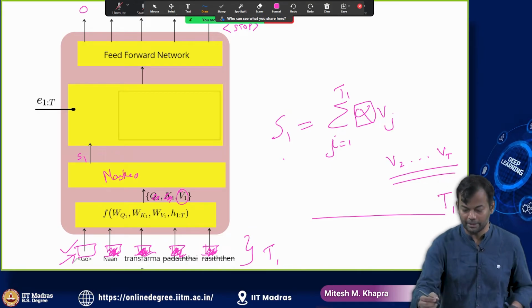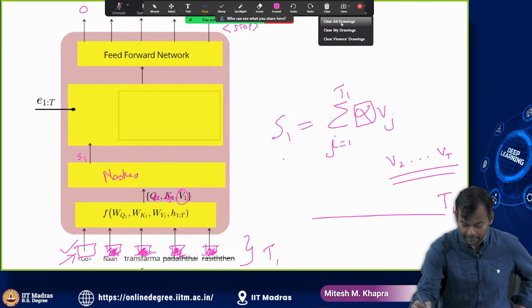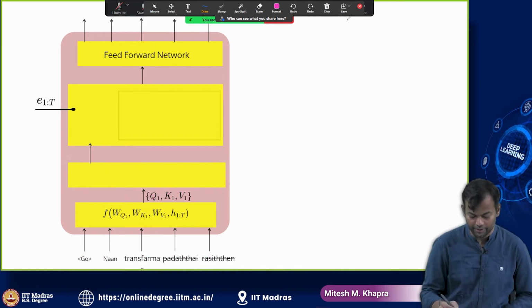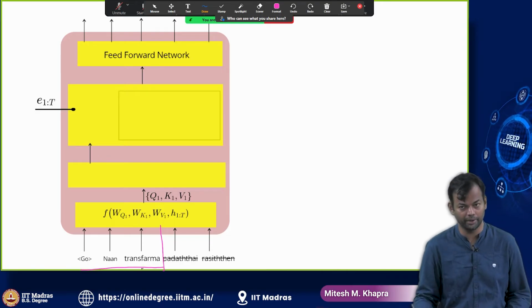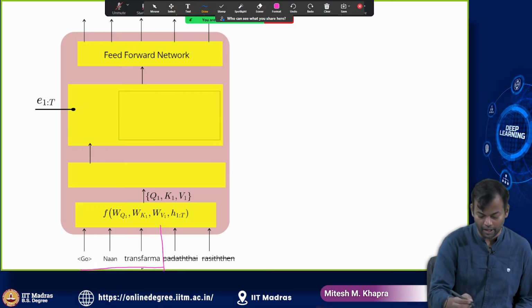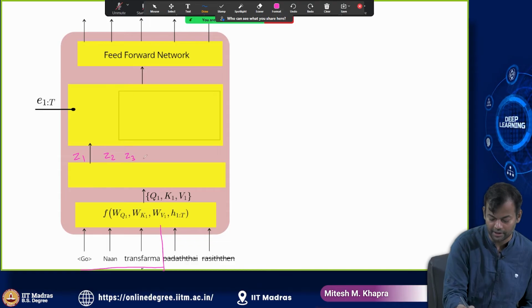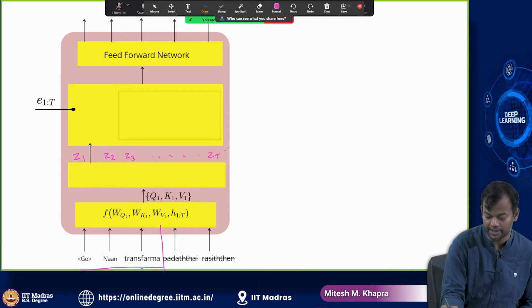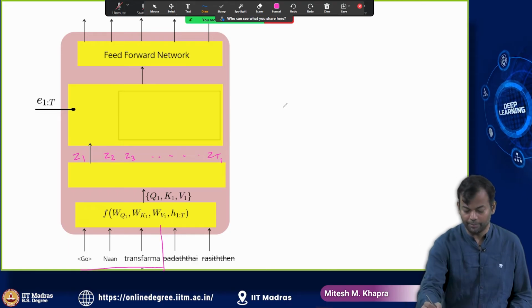At the first case, you might think this is just trivial, but as you go deeper, let's understand what will happen. Suppose you have decoded this much: you have Go, NaN and transformer, so you have these three inputs available to you. Now you are computing a refined representation Z1, Z2, Z3 all the way up to ZT1, right? Now what will you do when you're computing Z1?